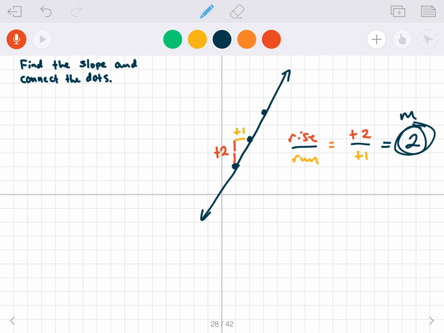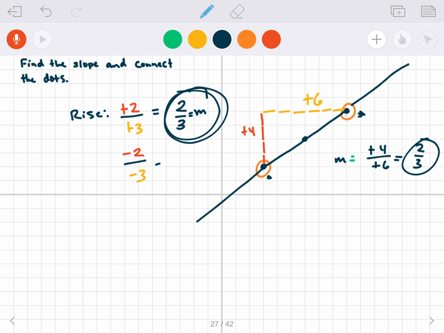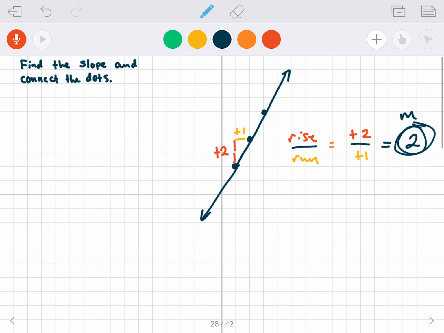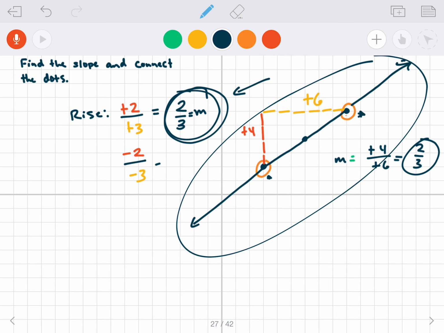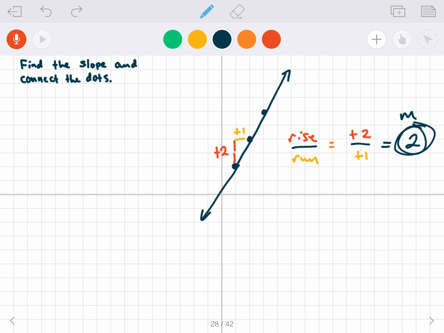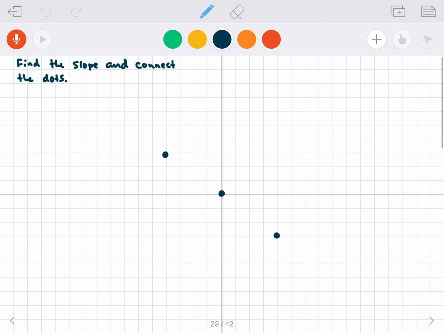Over here, our slope was 2 over 3, which is a smaller number than 2. And so we expect this to be less steep, right? And it is the case. This is definitely steeper than this, right? This guy has a smaller slope than this guy, all right? So slope, rise over run.